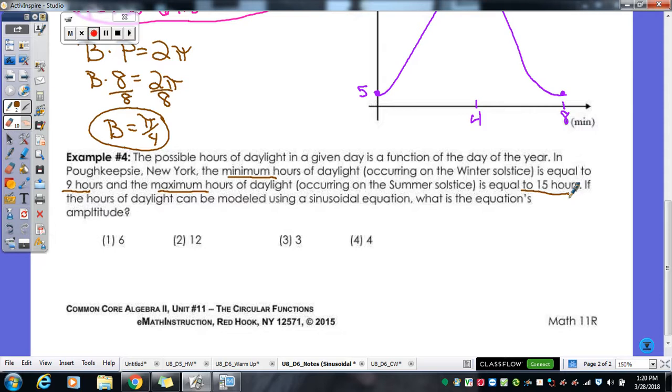So that means we're looking for letter A, but what do we need to know before we can find A? C. Got to find C first. High plus low divided by 2. So 15 plus 9 or 9 plus 15, doesn't matter. It's going to be 10.5. False. It's going to be 12. Oh, I did 6 plus 15. So then your high minus what we just got for our C value gives you your amplitude, which is 3.